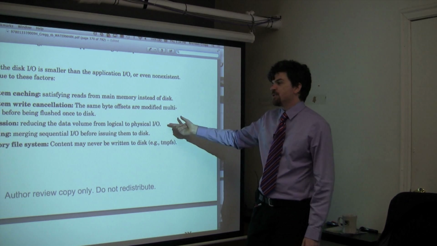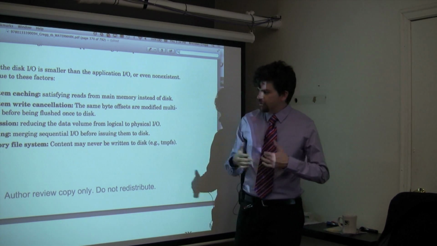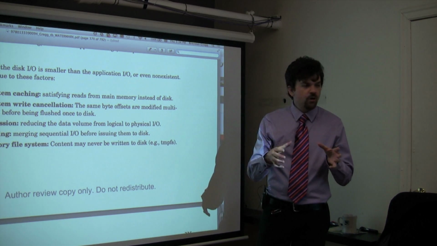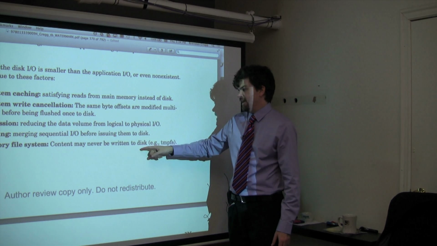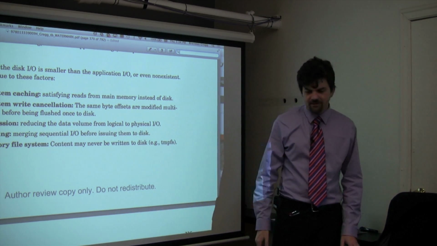Compression. You may have compression turned on, pretty simple. Coalescing. Multiple sequential I/O can be merged or coalesced before they're read or written to disk. And then in-memory file system. Maybe there's an in-memory file system that doesn't actually ever touch disk.